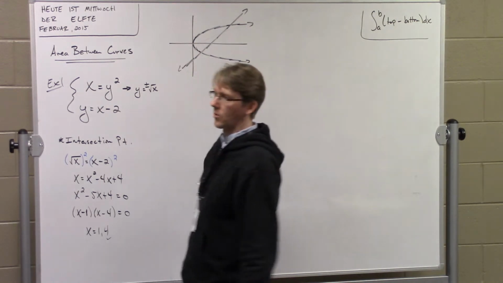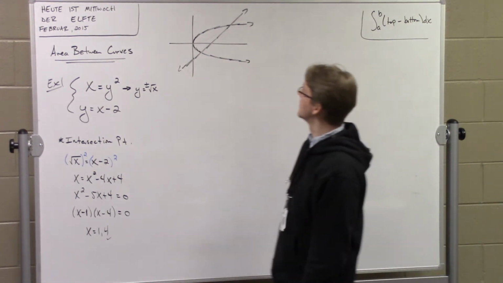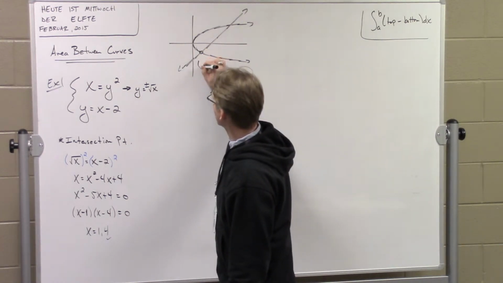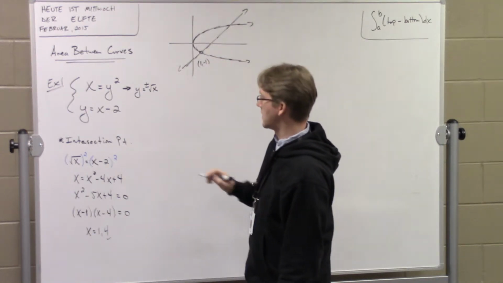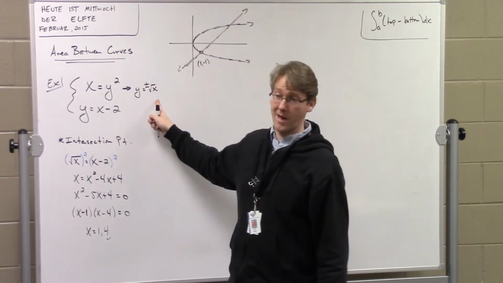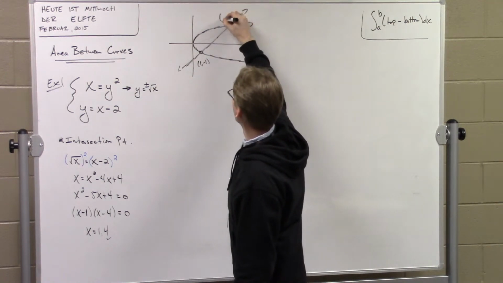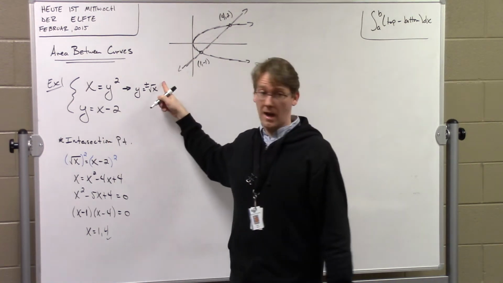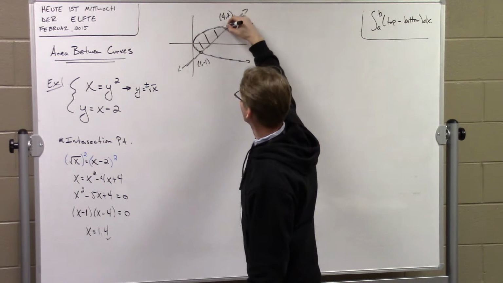And lo and behold, we have a bounded region. This point right here where they intersect is the point (1, -1), and it is this line with the bottom half of the parabola. This point of intersection is the point (4, 2), which is this line with the top half of the parabola. So we're talking about that zone right there.